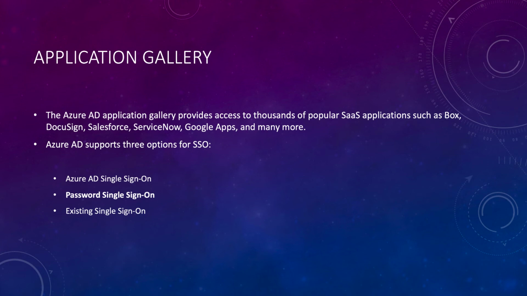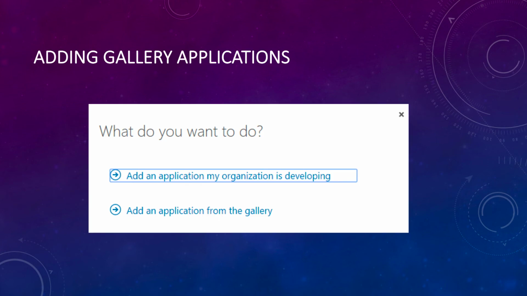So let's see how we can add gallery applications now. To add gallery applications to your Azure AD directory, first select the desired directory and then the application section. If you don't have any application in the gallery, of course you have to click on add an application to open a new dialog box, as you can see on this slide, and simply choose if you want to add an application that your organization is already developing, which means you're going to connect your development environment over here, or just add an application from the gallery.